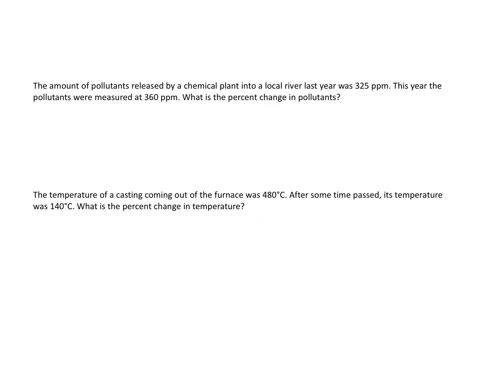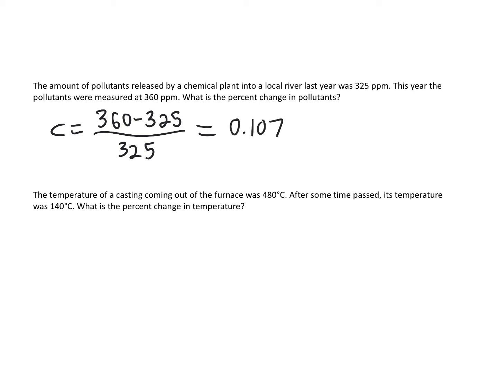So here we have the percent change. So change is equal to 360 minus 325 over 325. Remember, it's new value minus old value over old value, or new value minus original over original, or whatever way you want to memorize it. In this case, we will get 0.1077. So there's a 10.8% increase in pollutants.